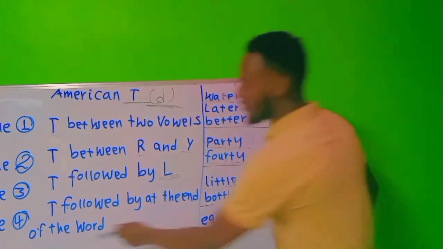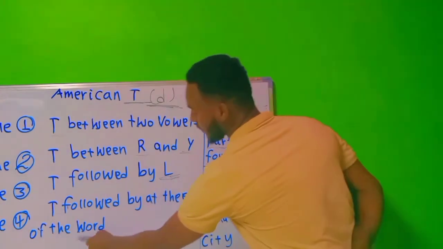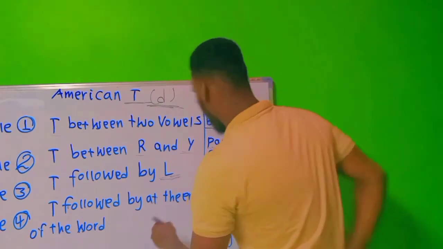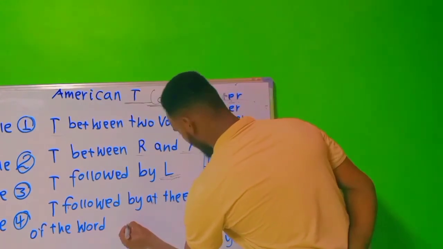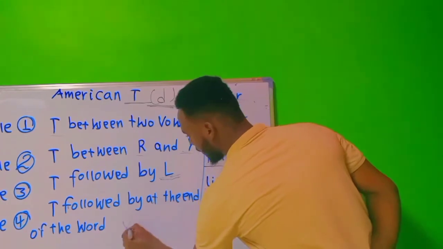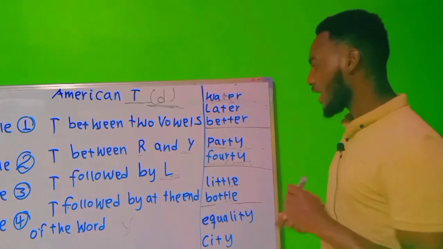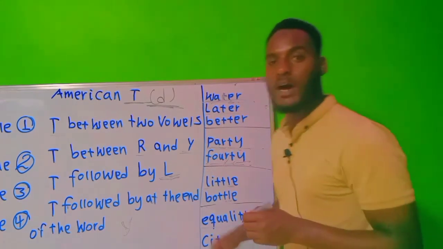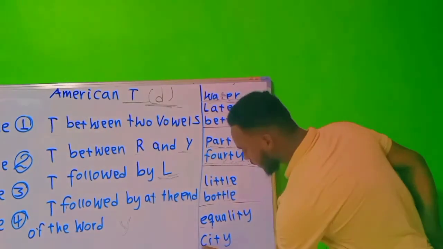So rule number 4, T followed by Y at the end of the word. For example, like this: equality, not equality, equality, equality, right? So this is not city.